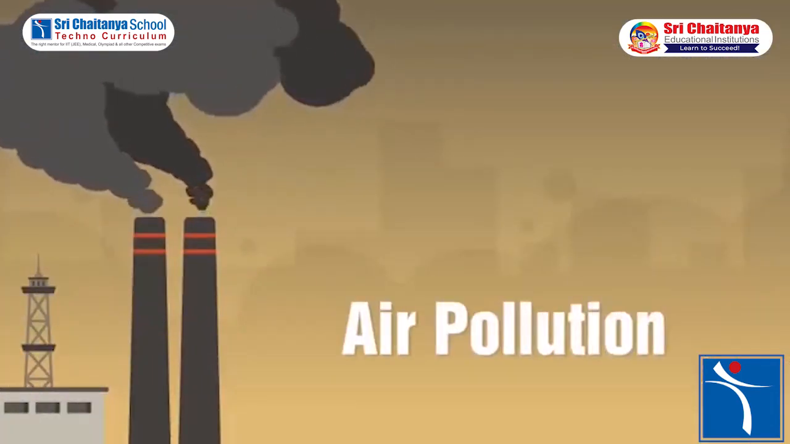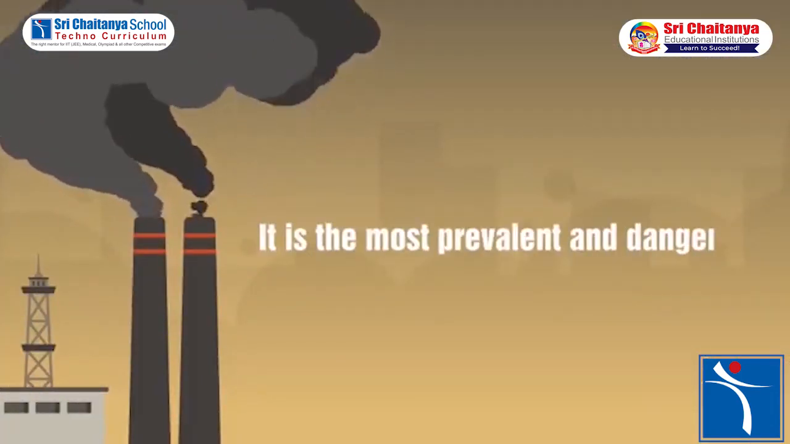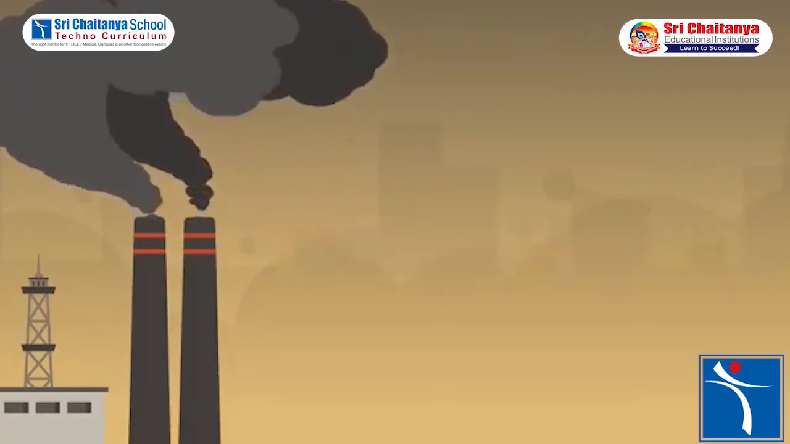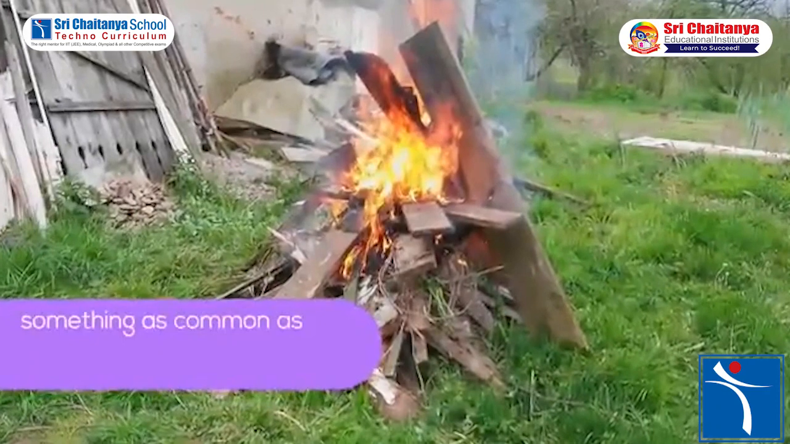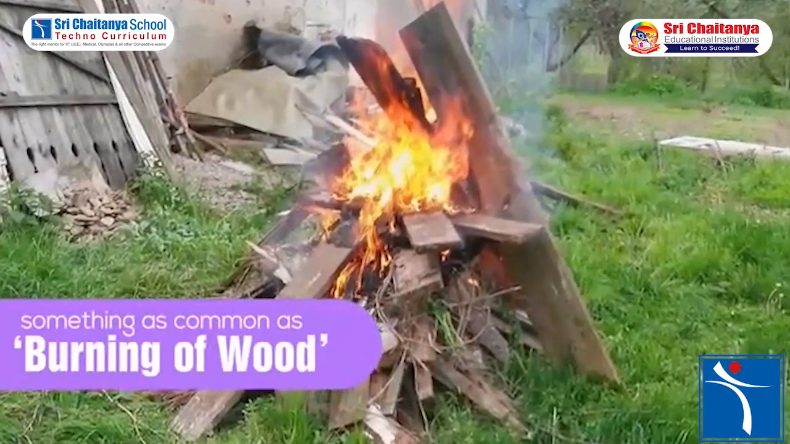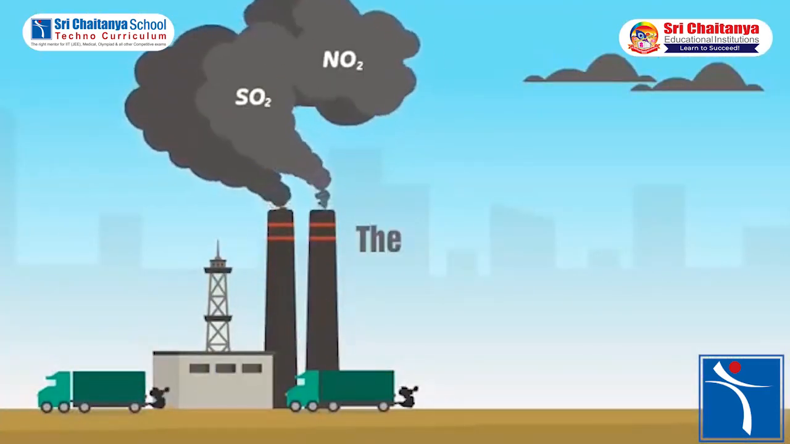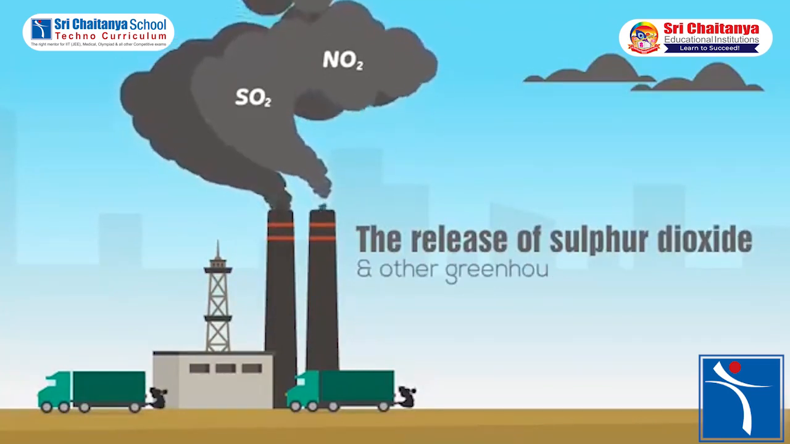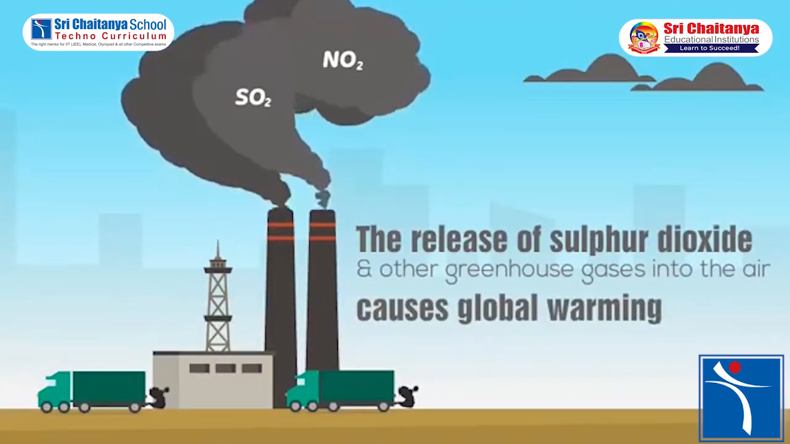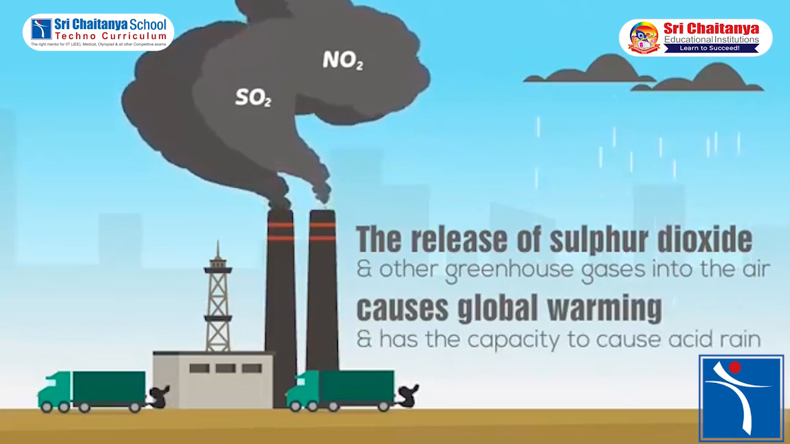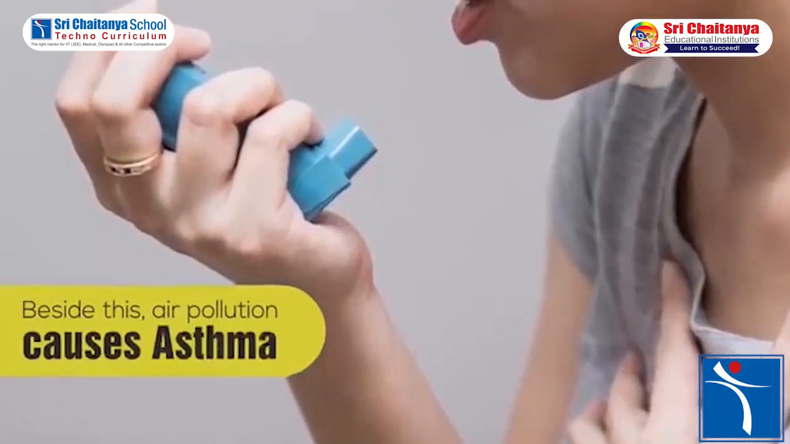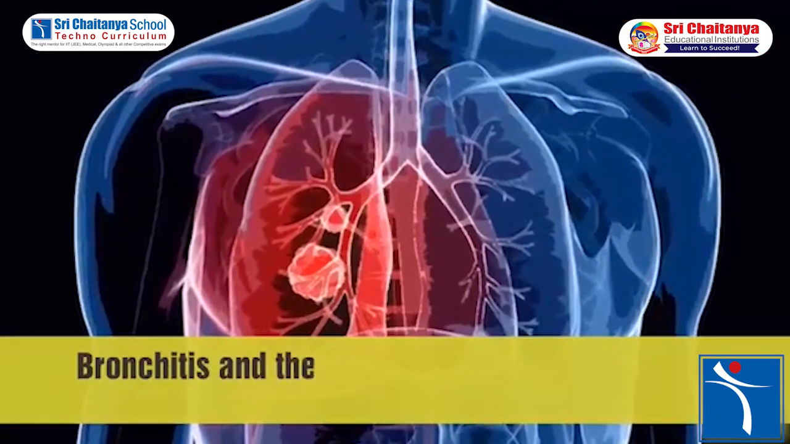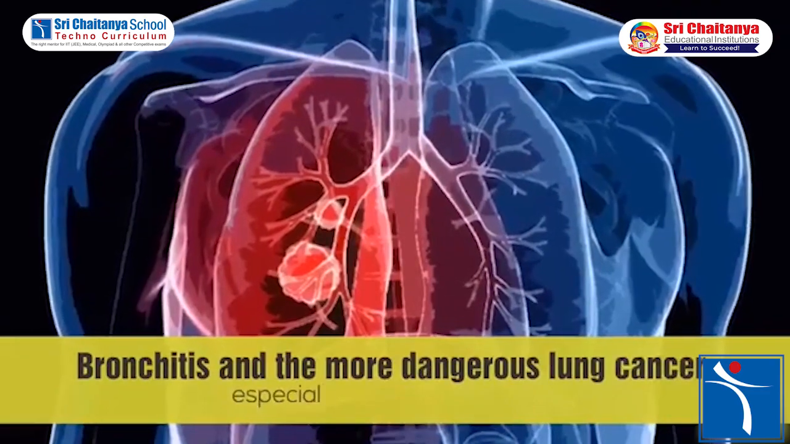Let's start with air pollution. It is the most prevalent and dangerous form of pollution and is caused mainly by chimneys, factories, vehicles, or something as common as burning of wood. The release of sulfur dioxide and other greenhouse gases into the air causes global warming and has the capacity to cause acid rain. Besides this, air pollution causes asthma, bronchitis, and the most dangerous, lung cancer, especially in the metro cities.